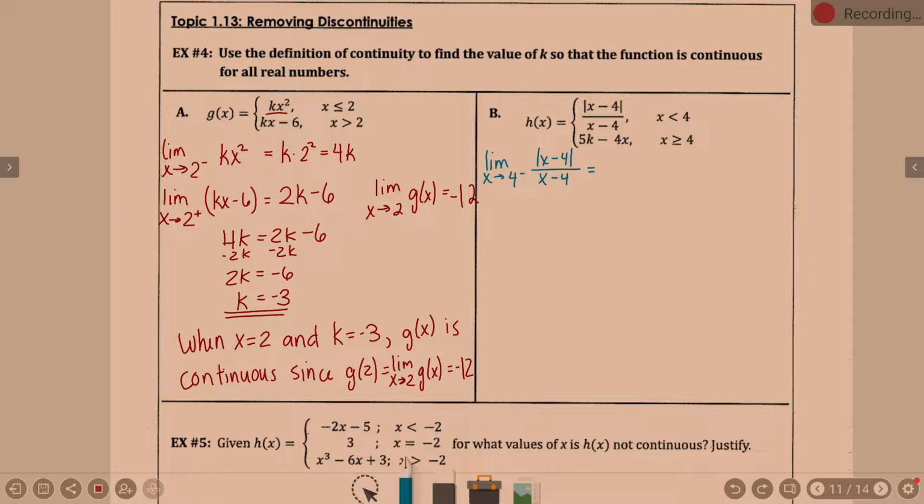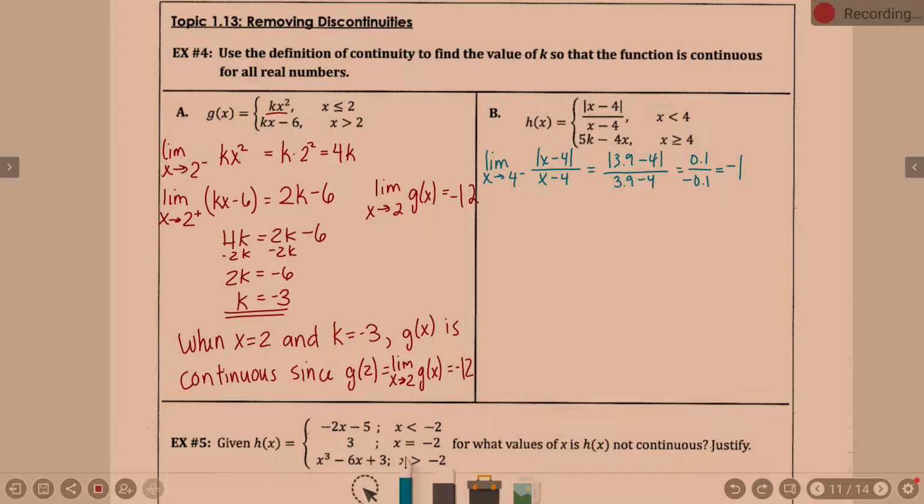And so, I'll write this out. 3.9 minus 4, absolute value, over 3.9 minus 4. On top, because of absolute value, it's going to be positive 1/10. Divide by, on bottom, it's going to be negative 1/10, which is negative 1.